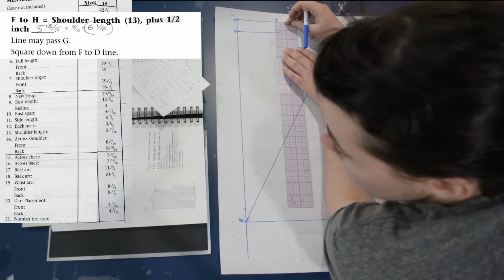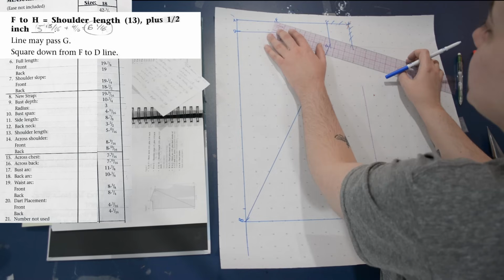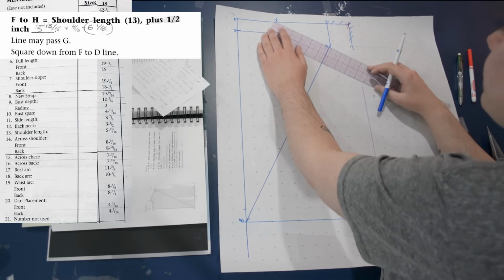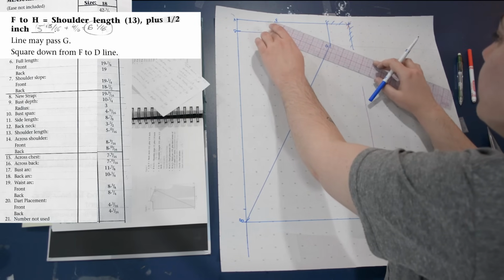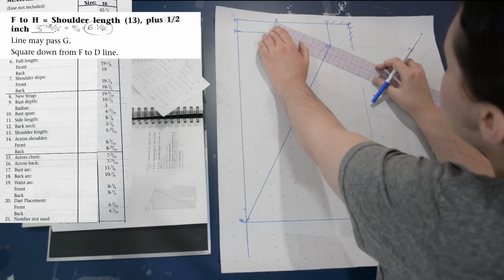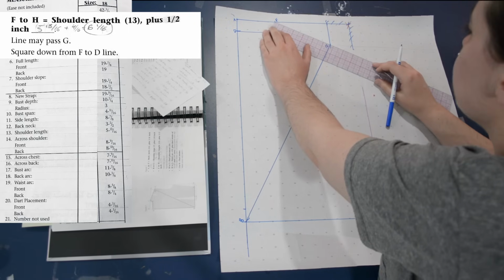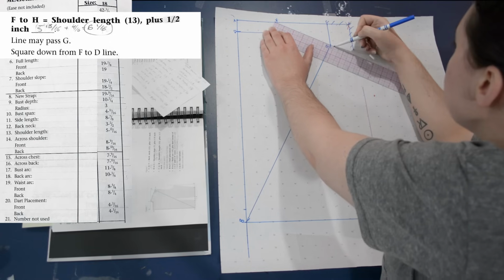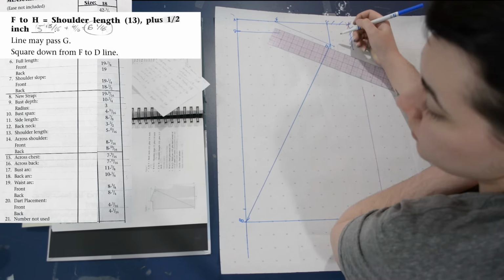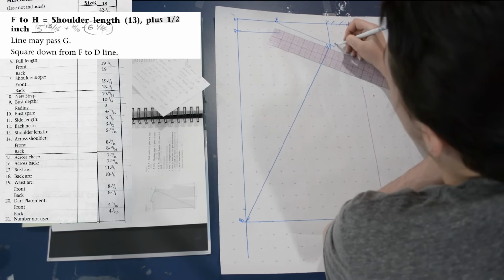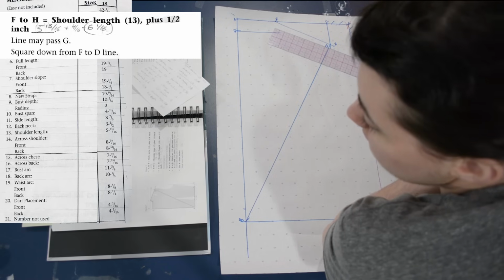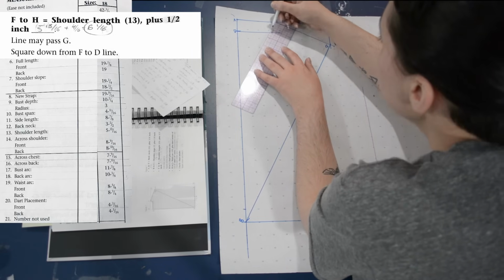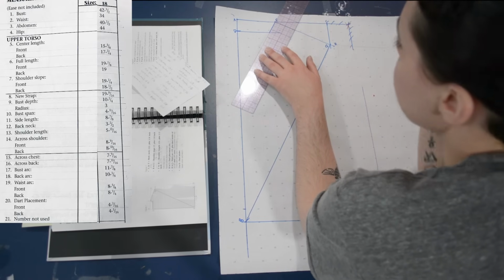That's very square. I think they mean after you draw this in, which, sure, pal. F to H. How do I know where? I guess because it has to pass through point G. Okay, that's what we're going to do. So I need 6 and 1/16, and this is point H. Whew, that took a while. Square down from F to D line. So from here to the D line.